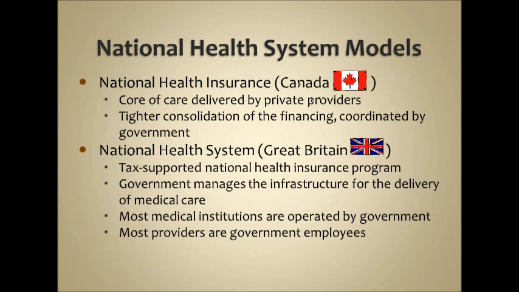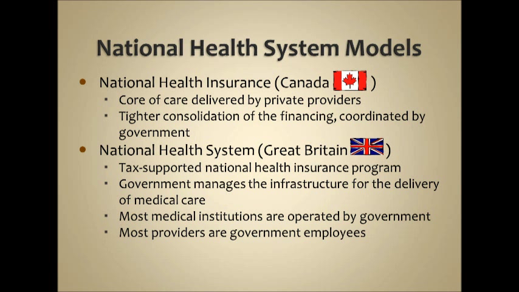Here are several models. Here's one from Canada. The core of care is delivered by private providers, but there's tighter consolidation of financing and it's coordinated by the government. You will see in later chapters that Canada limits the number of MRI machines, for example, that it purchases, all told. Yet there still are private providers who can compete to some degree.